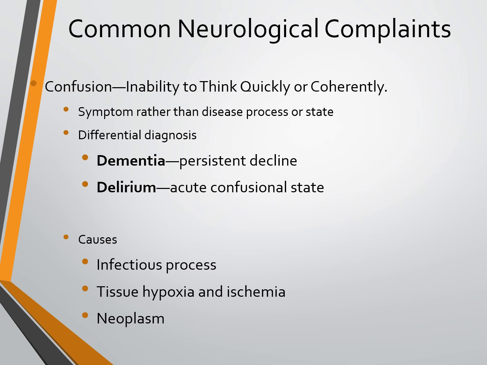However, the difference would be that a patient with dementia has a decline in their neurological status over time, whereas a patient who has delirium, it's usually an acute confusional state. It happened recently. There can be multiple or diverse causes for both dementia or delirium. Some of the causes you may want to think about are things such as infections, hypoxia, or even neoplasms or cancer.